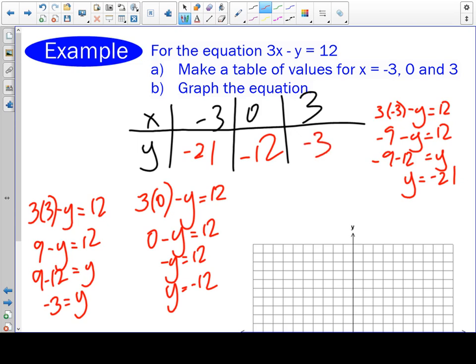So now we have our 3 values. So when it asks us to make a table of values so we can graph this line, it's an involved process. We have to do some math. We have to do some calculations in order to figure out the y value that corresponds with x. And we have to do that 3 times. So now we can graph this line.